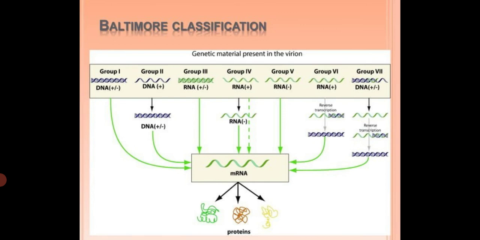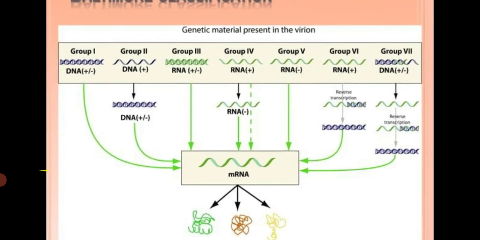In this image, you can observe the 7 groups of Baltimore on the basis of genetic material, strand, whether segmented or non-segmented, or whether it is positive sense or negative sense. So, immediately take a screenshot of it.